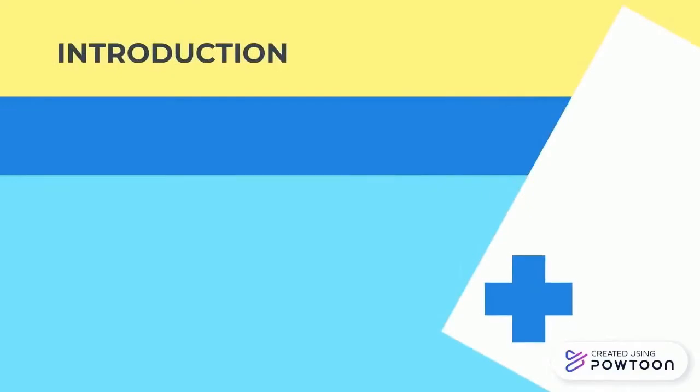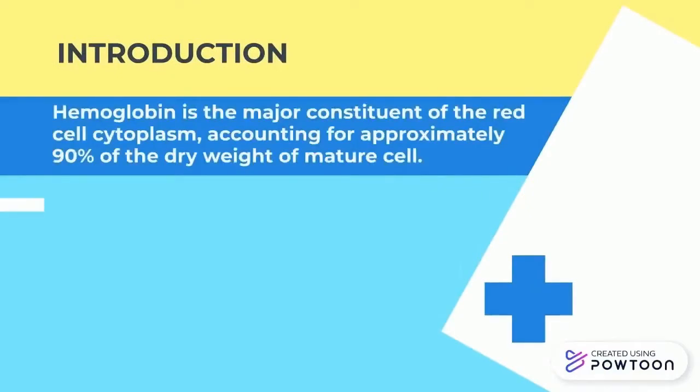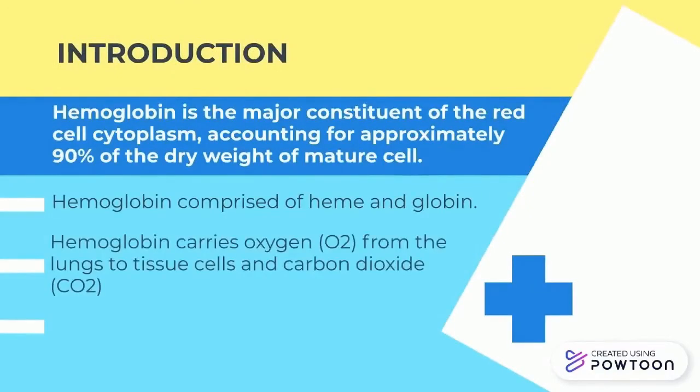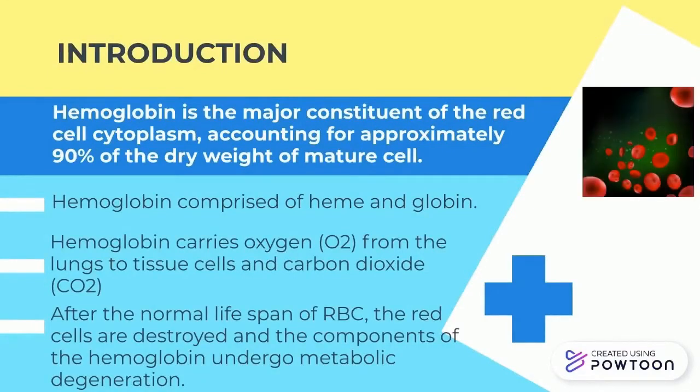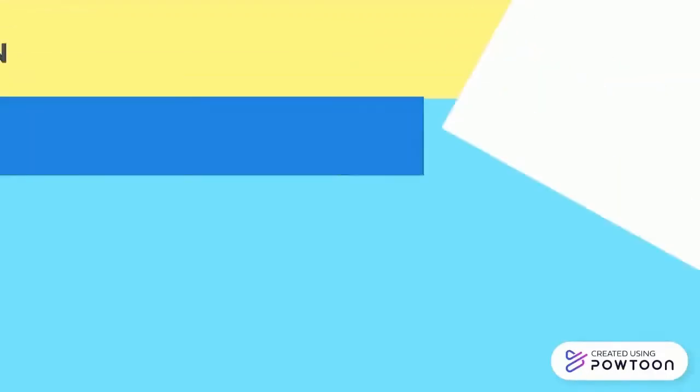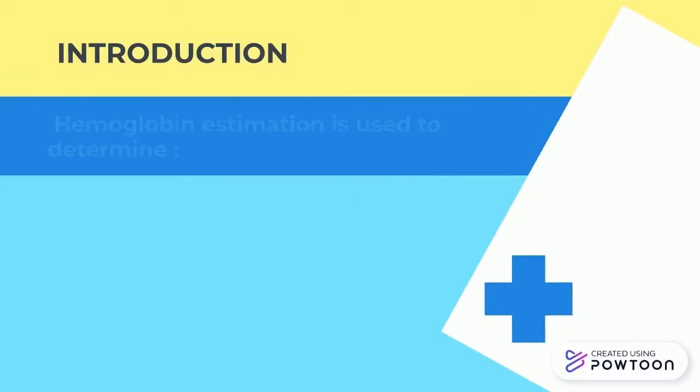For introduction, hemoglobin is the major constituent of the red cell cytoplasm, accounting for approximately 90% of the dried weight of mature cell. It comprises of heme and globin. Hemoglobin carries oxygen from the lung to tissue cells and carbon dioxide from the cell to the lung. After normal lifespan of RBC, the red cells are destroyed and the components of the hemoglobin undergo metabolic degeneration.